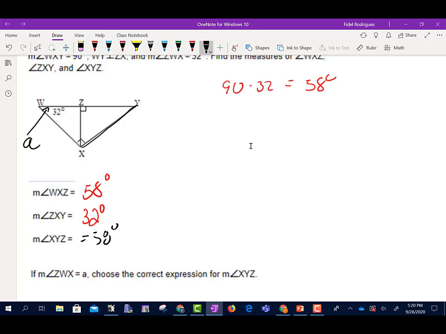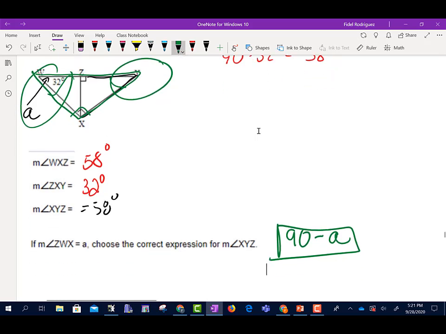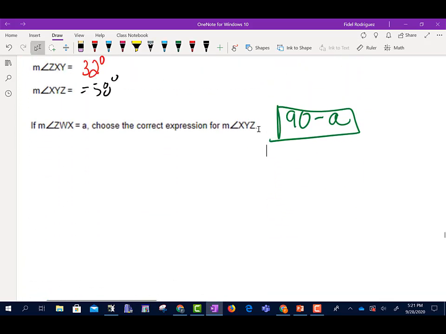Okay, so if I think about this as one big triangle, right here, I already know I have a 90-degree angle there, right? So that means that this angle here and this angle here are going to have to add up to 90. So if I already know that this is A, then this piece here would just be 90 minus A. Okay.